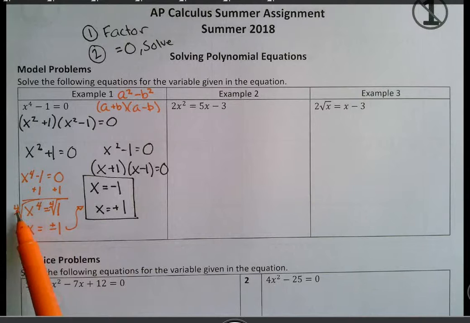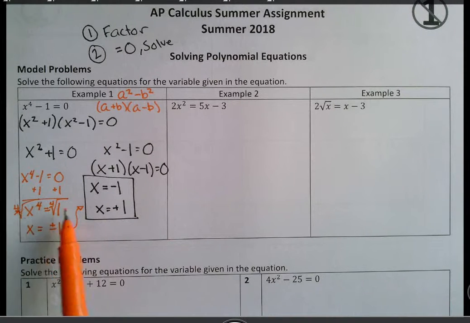If it were an odd exponent, so let's say I had x cubed, then it would only be one sign. So if this had been a cube and we'd had a 1 here, it would just be 1. If we had negative 1, it would be negative 1. So it keeps the same sign when it's odd.